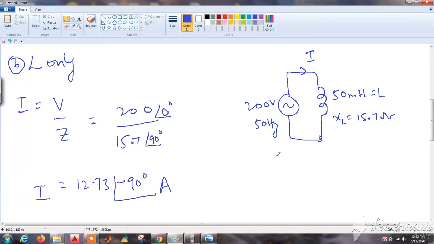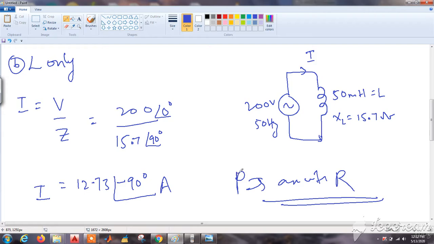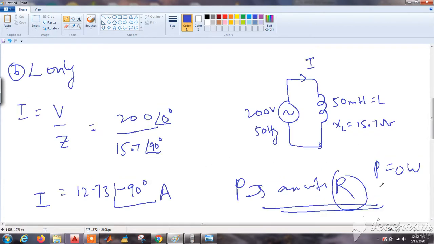Now coming to the power, we know that power is only associated with resistive elements, that is, the real power P is associated only with resistive elements. So no resistive elements are present, so power is equal to 0 watts. But if you want to calculate reactive power Q, you can calculate, that is I square into XL.